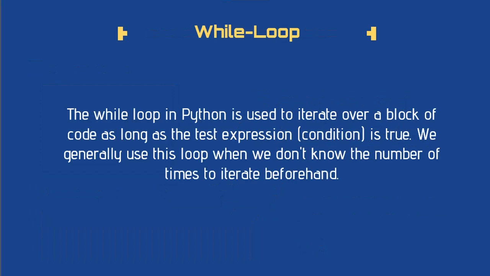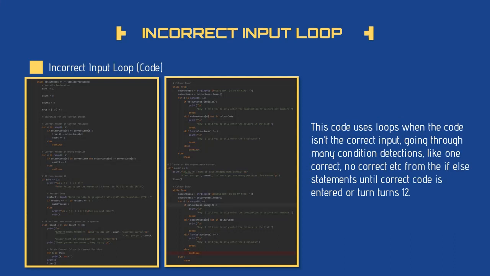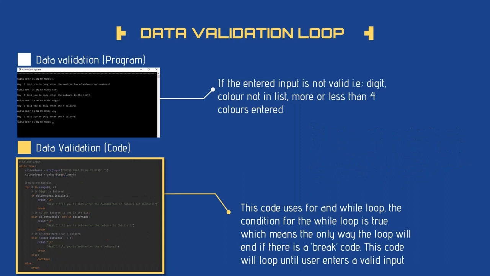Now we'll be talking about the while loop. A while loop is used to iterate over a block of code as long as the condition is true. We usually use this loop when we don't know the number of times to iterate beforehand. One example of a while loop in this program is the incorrect input loop. This code uses a loop to detect incorrect inputs by going through many if-else statements like one correct, no correct, etc., that will be discussed later on. This code will loop until the correct code is entered or the turn count exceeds 12. Another example of a while loop is the data validation loop, which was already discussed in the color input. This loop utilizes a while True statement, which means it will only end if there's a break code.